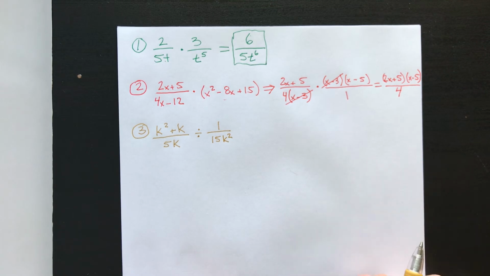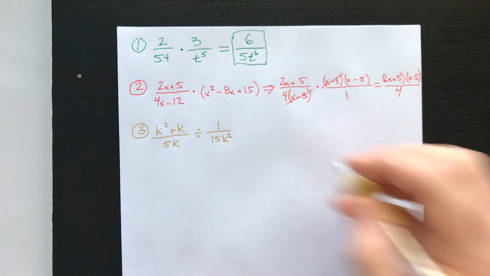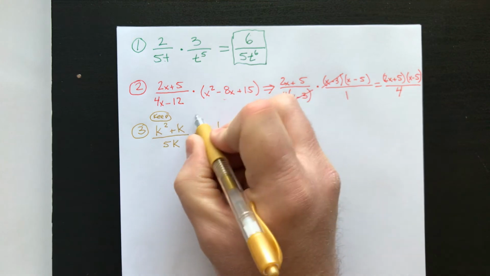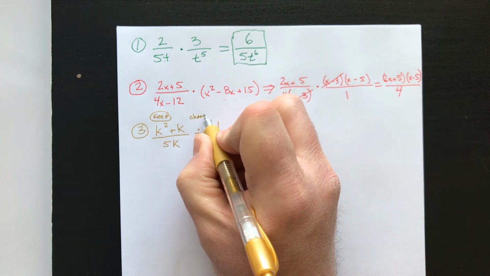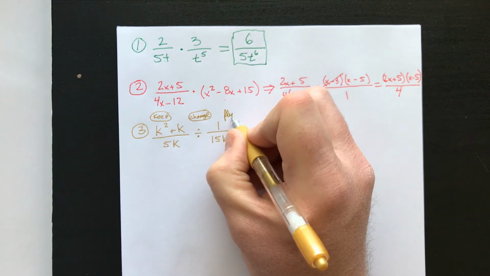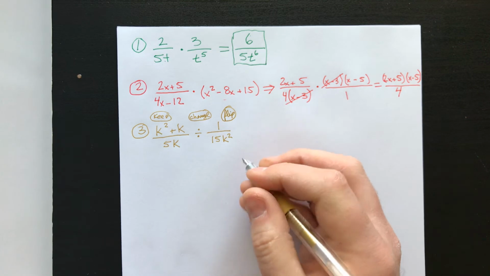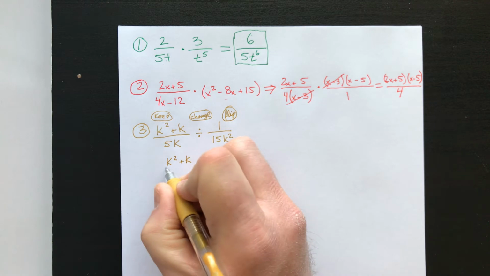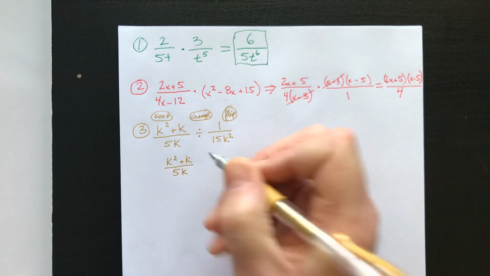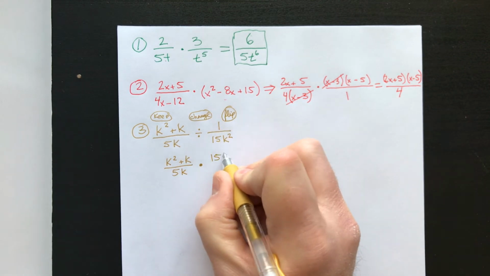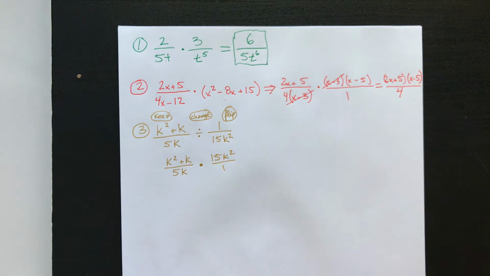Whenever you have division, you just change it to multiplication. Do you remember keep, change, flip? So you will keep this. You will change this. And you will flip this. So my new problem becomes k squared plus k all over 5k, because it's keep, you change this to multiplication, and you flip this, 15k squared all over 1.